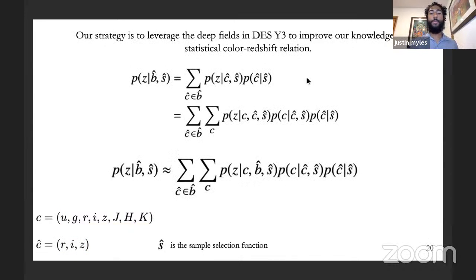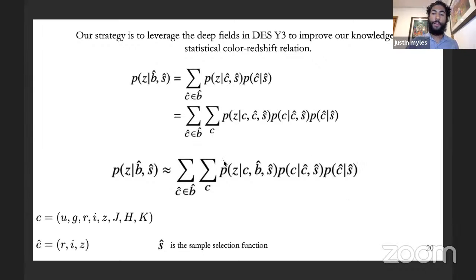Then we can determine the redshift distribution of a tomographic bin, which is labeled here as B hat, by simply marginalizing over those wide photometric color categories C hat. So that's what's shown here, right? So we have the p(z) at a given C hat, and we just need to know how much to weight it, which is essentially the fraction of our sample that's assigned to that category C hat. And once we do that weighting, then we know the p(z) in the tomographic bin.